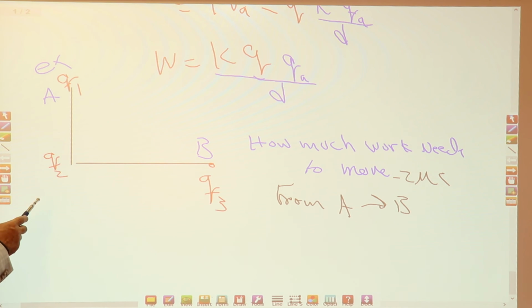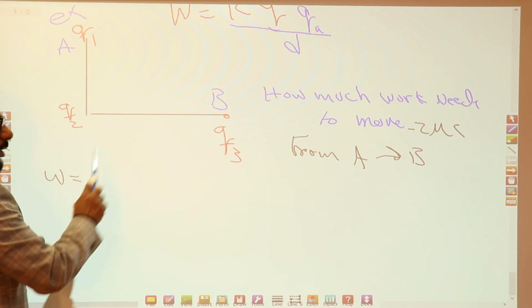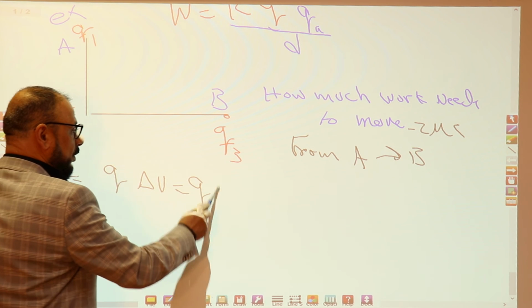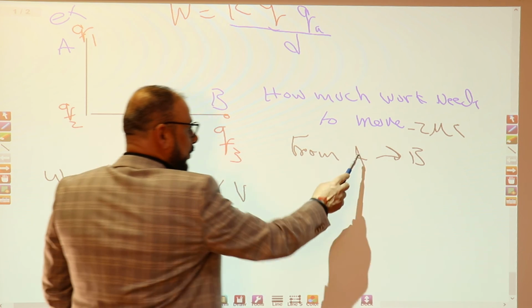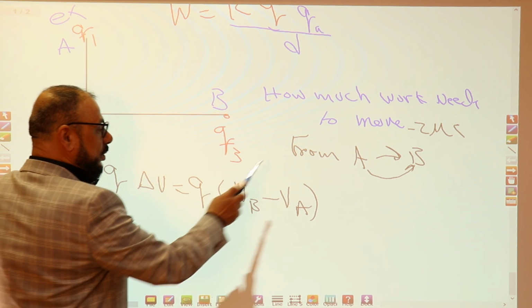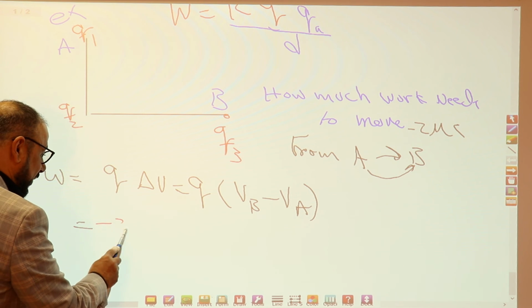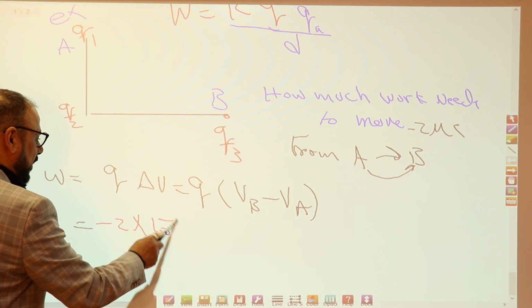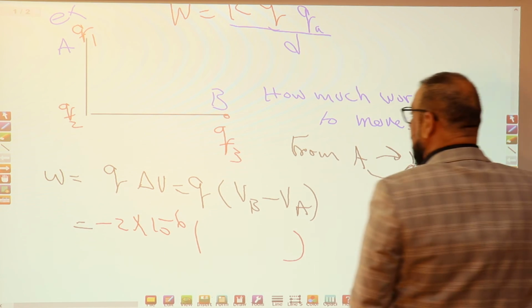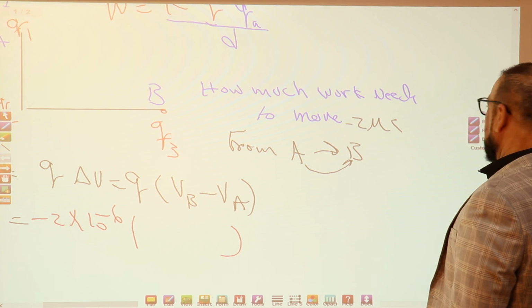First, we have to find the potential at A, and look at it like this. Work equals Q delta V, from A to B, so V B minus V A. I know what Q is: the charge I'm going to move is negative, and I'm going to leave it negative, times 10 to the negative 6. And I need to find V B and V A and plug them in. Let me calculate V B and V A.